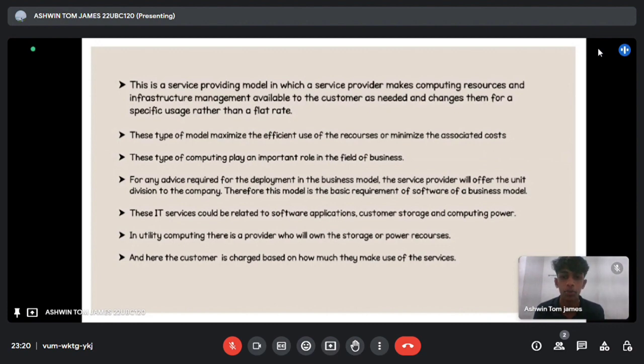For any advice required for the deployment in the business model, the service provider will offer the unit division to the company. Therefore, this model is the basic requirement of software of a business model. This IT service could be related to software applications, customer storage, and computing power. In utility computing, there is a provider who will own the storage or power resources, and the customers are charged based on how much they make use of the services.